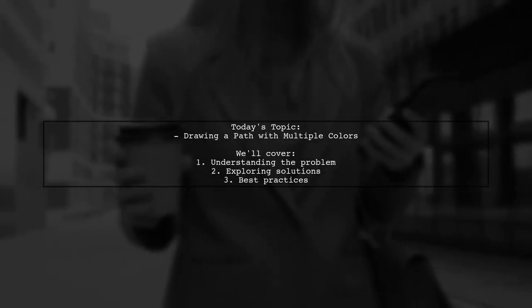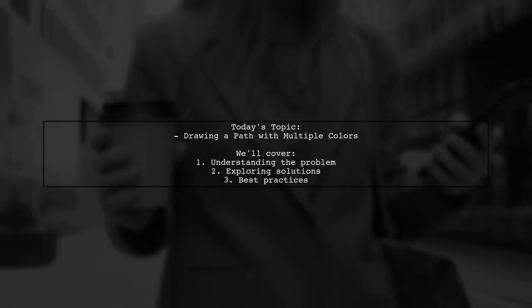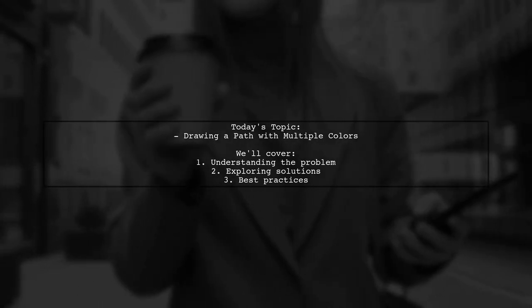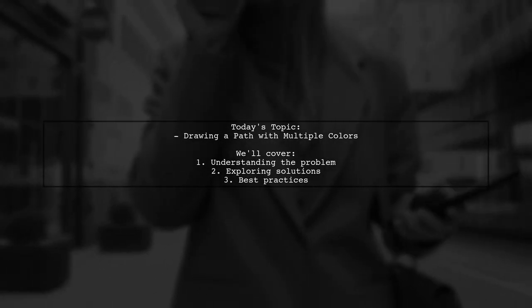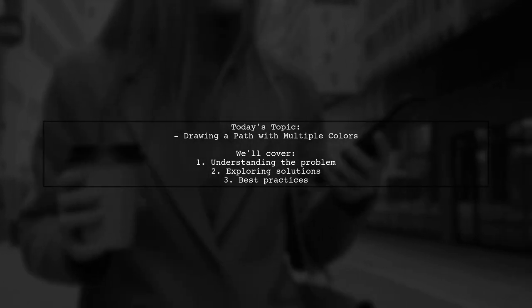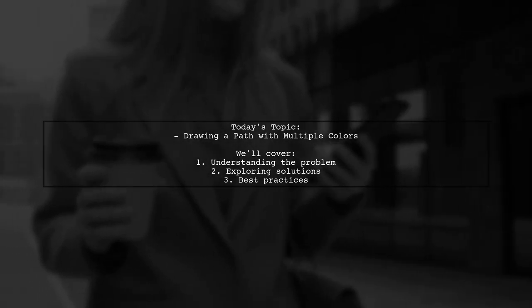Today, we're diving into a common challenge faced by many developers. Our viewer asks, how can I draw on an Android canvas using multiple colors and stroke widths without everything being redrawn every time I change them?